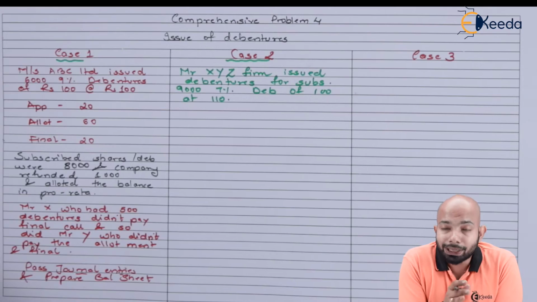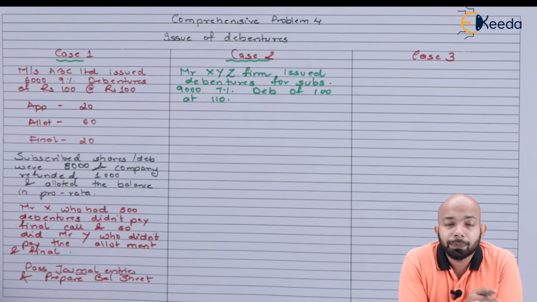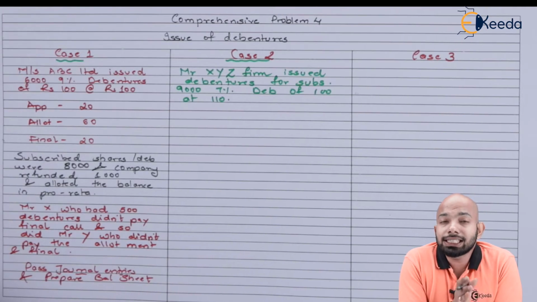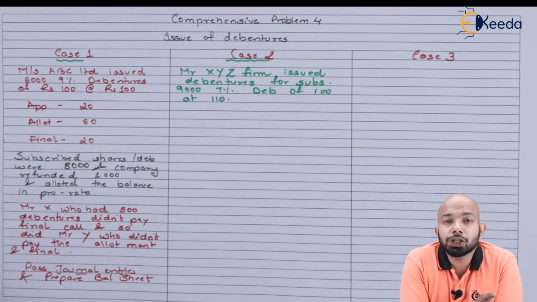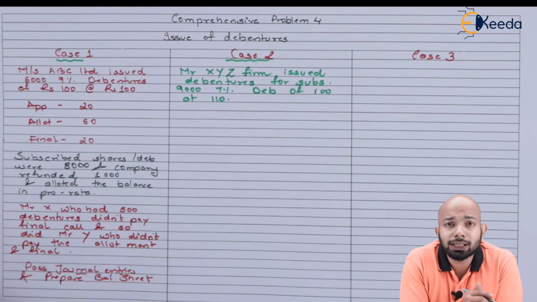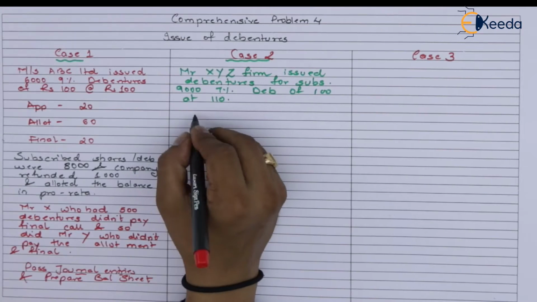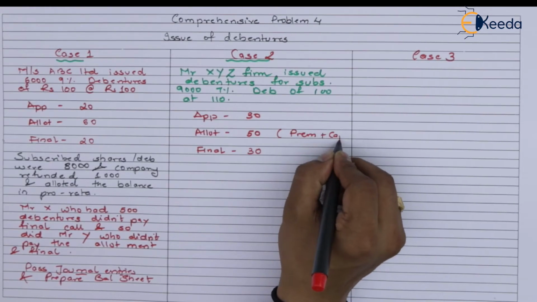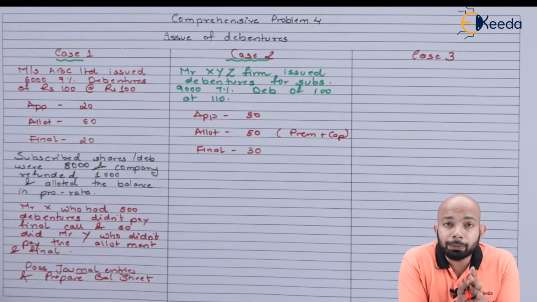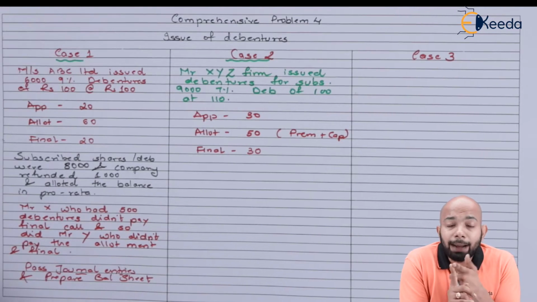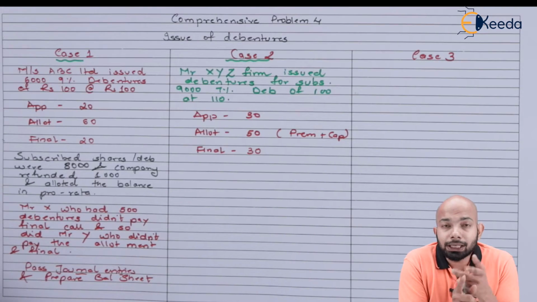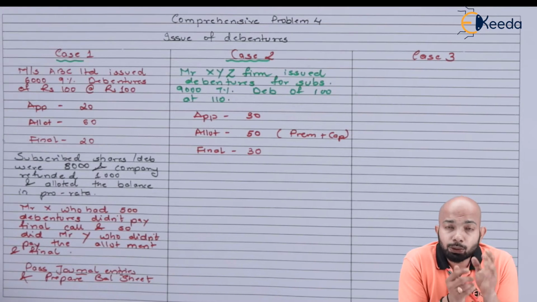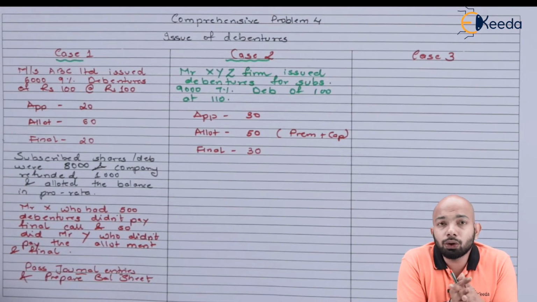Now, case 2 refers to Mrs. XYZ Limited Company, or rather firm, who issued debentures for subscription. 9,000 7% debentures of rupees 100 were issued at 110. That means this is the case of premium here. That 110 was payable in three ways. Application took around 30 rupees. Allotment took around 50 rupees, which includes the premium as well. And then the final call took around 30 rupees. This has been mentioned. Let's go on to the next part.